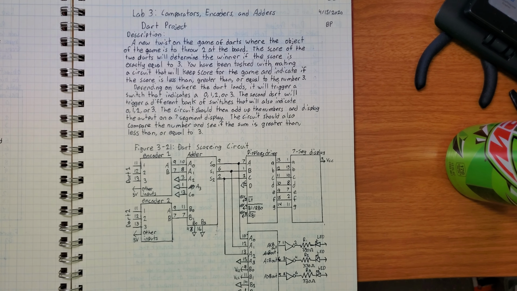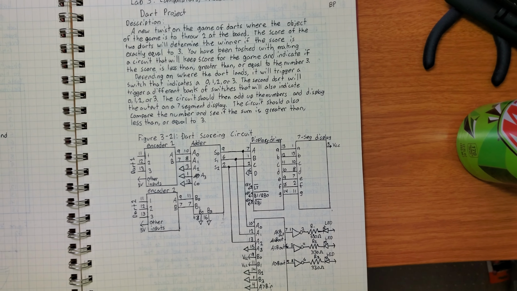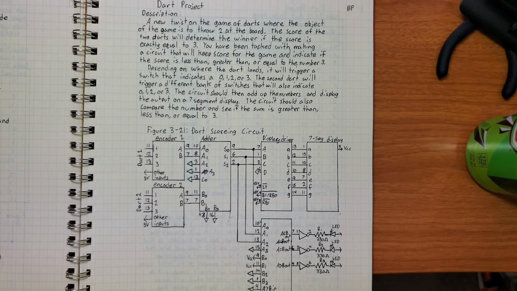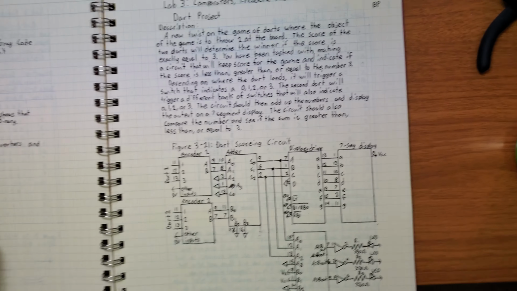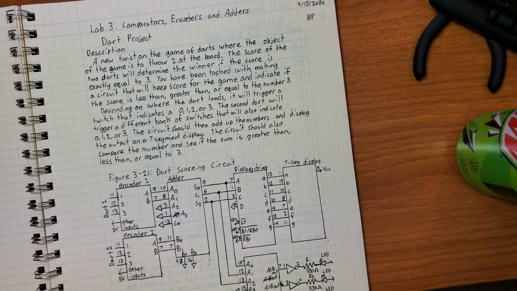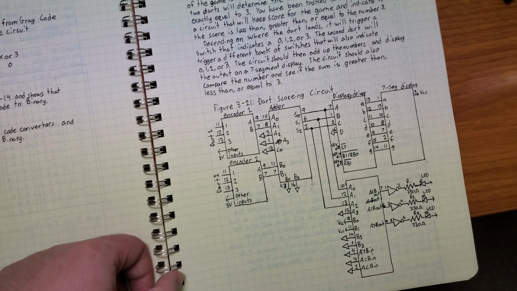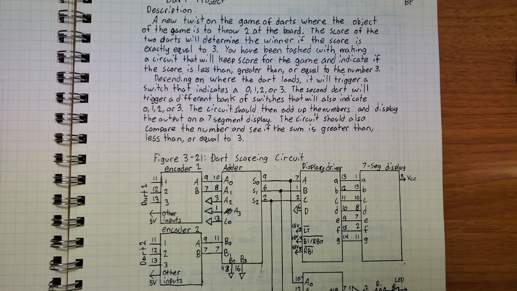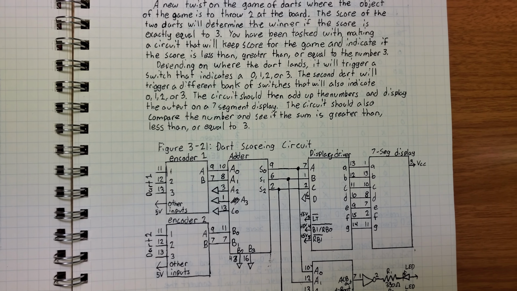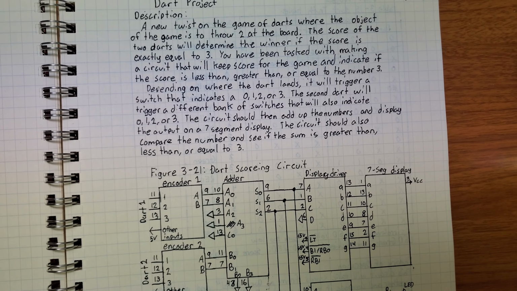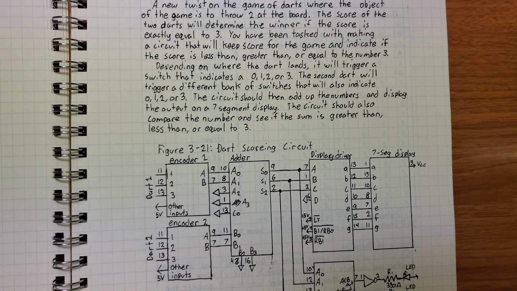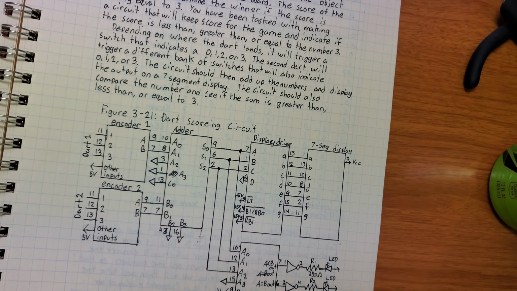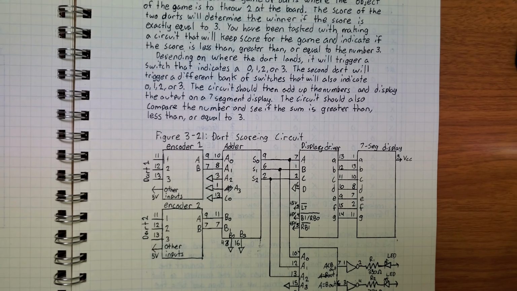Alright, this is a demo of my dart project circuit for lab. So in this circuit, we would throw 2 darts at a board, and they would get a score between 0 and 3. And we want to take that score and make a circuit that will keep track of the score and then tell the player if their number was less than 3, equal to 3, or greater than 3.